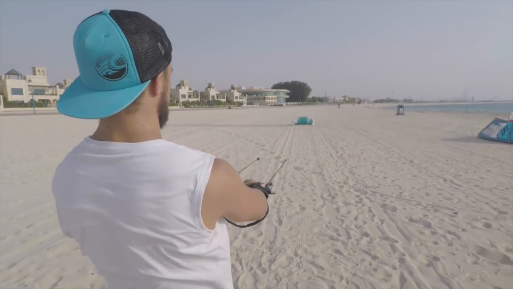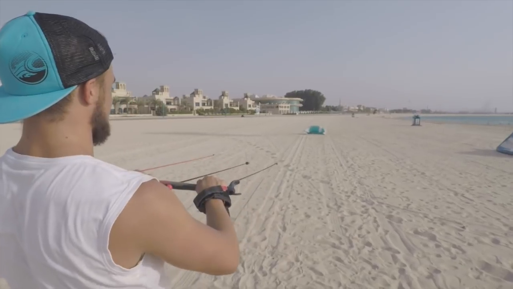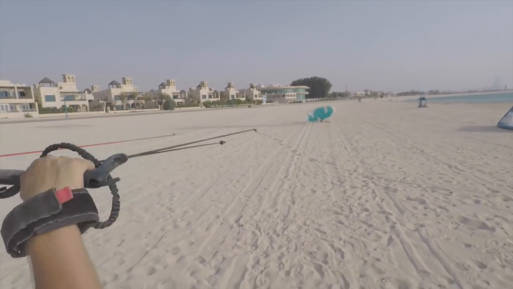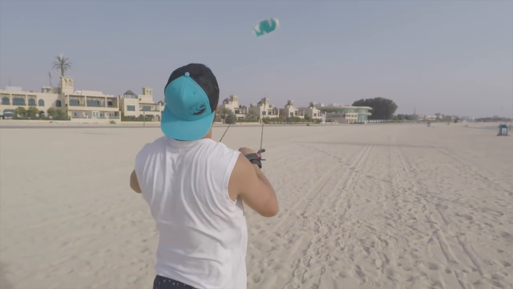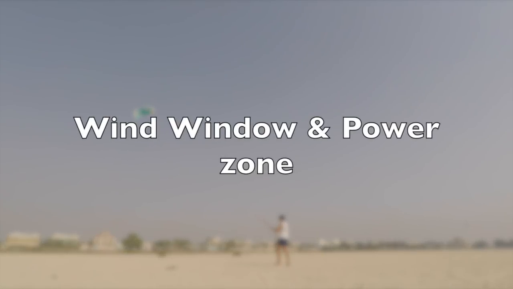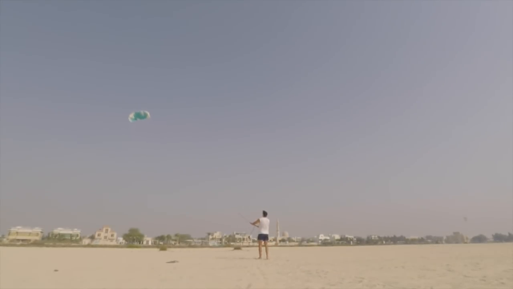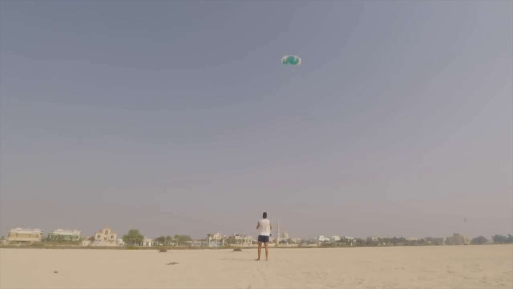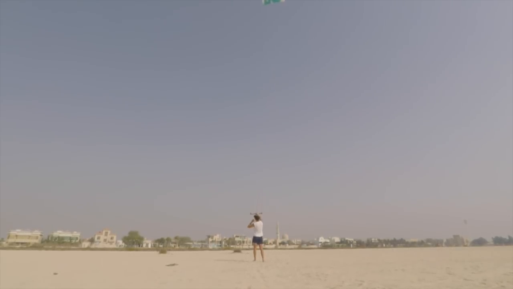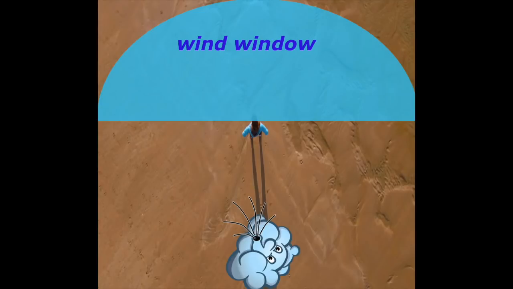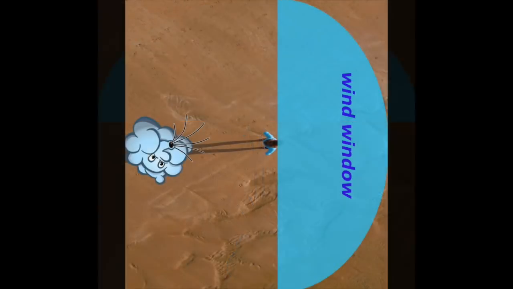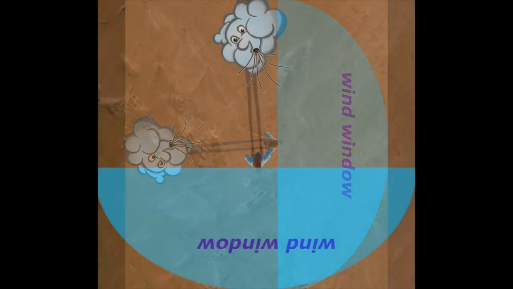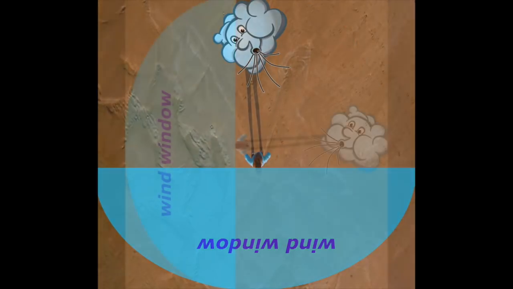Take hold of the bar and gradually fill the kite with air. When it's ready, pull and the kite will launch. The wind window is the space in which the kite can fly. It is always on the downwind side of the pilot. This does mean that the wind window will of course change in relation to the direction of the wind.